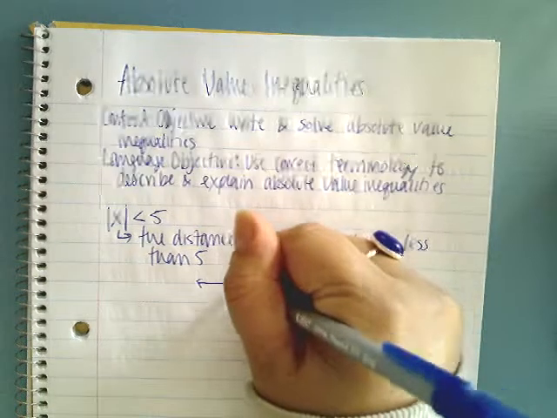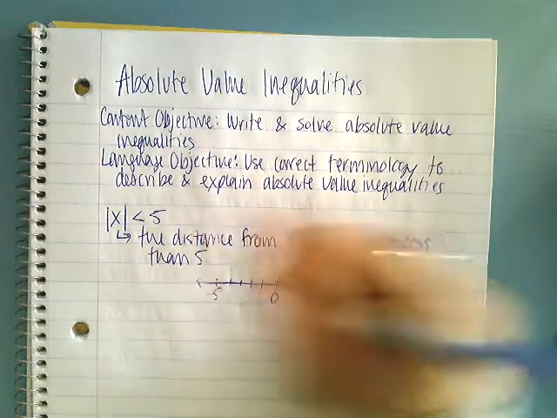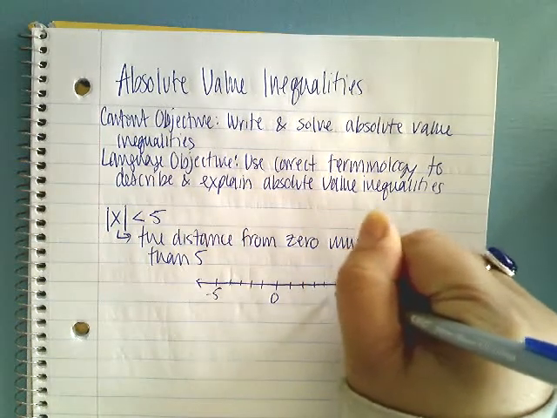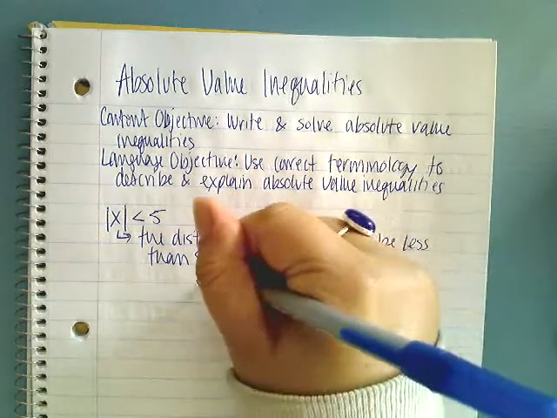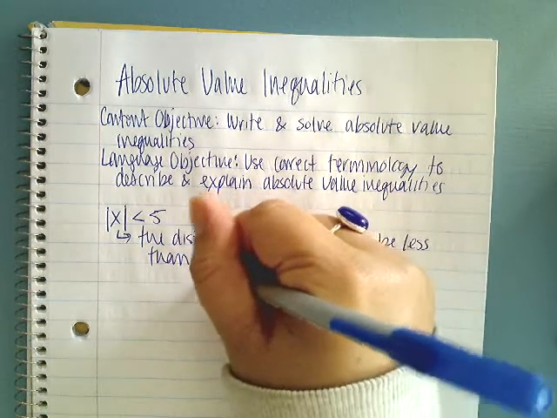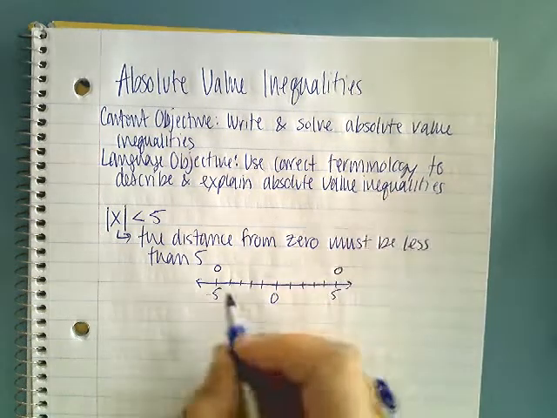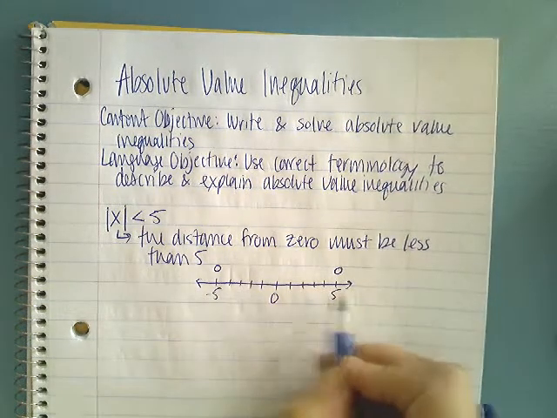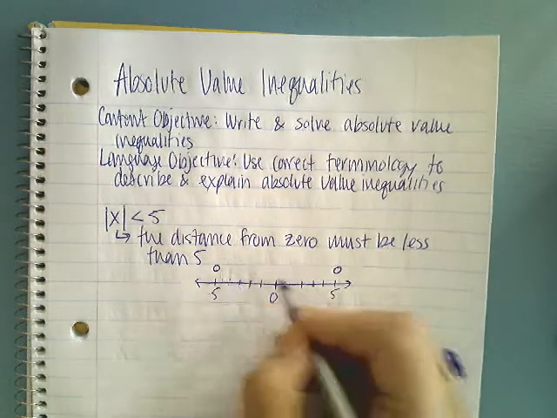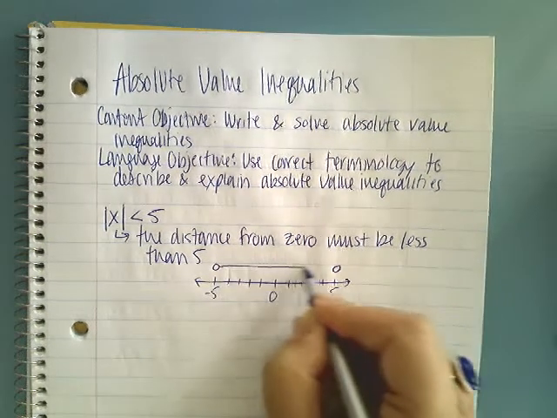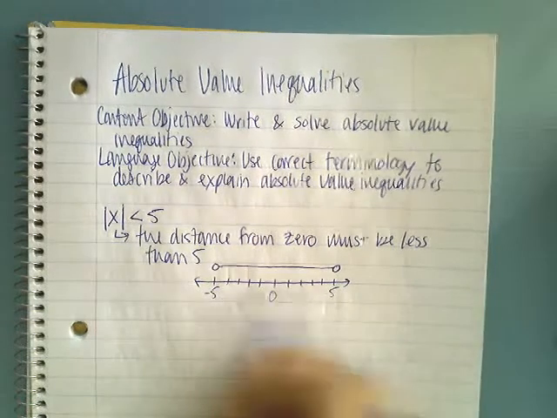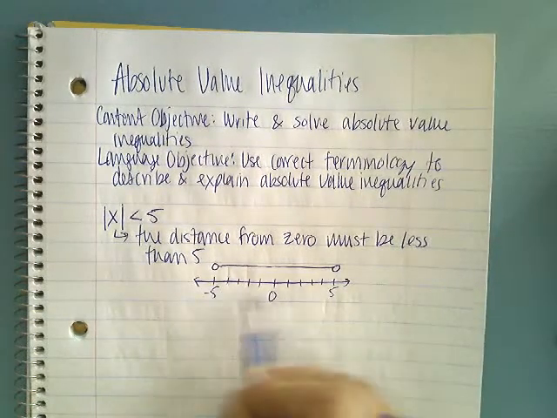0 in the middle, 1, 2, 3, 4, 5, -1, -2, -3, -4, -5, that's positive 5. I know that this is 0. So the farthest it can go in the negative direction is -5. The farthest it can go in the positive direction is 5. So it means that my answer has to be somewhere in this range where the distance from 0 is less than 5.